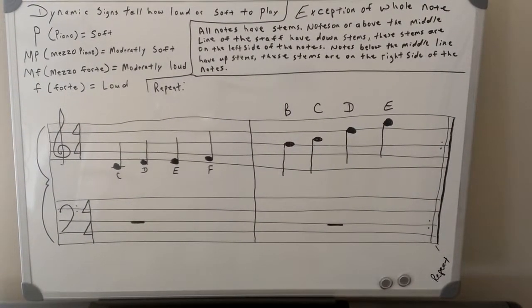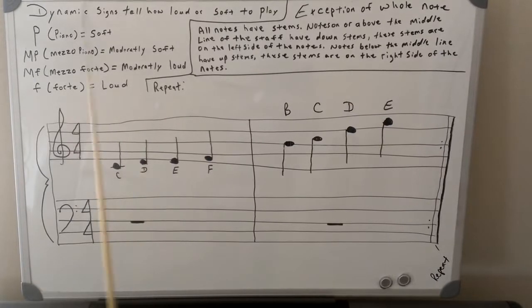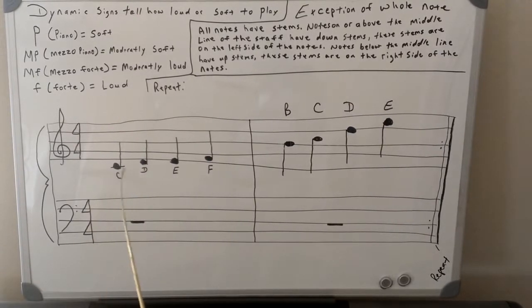Okay, in this lesson, we're going to talk about dynamic signs, the stem placement on notes, and the repeat sign. Again, this is just very basic stuff. This is like theory 101, theory level 1. This is very, very basic stuff.